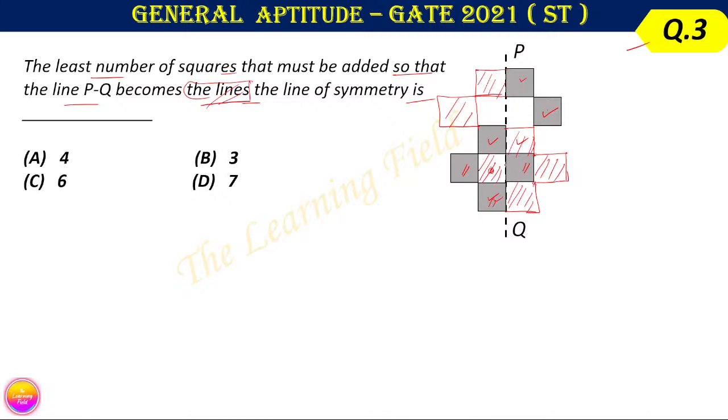So this is symmetric with this square, okay. So how many squares do we need? 1 2 3 4 5 and 6, okay. So we need a minimum of 6 squares so that this is a symmetric picture of the given image. The given picture is incomplete. We have to add the number of squares so that the complete picture is symmetric with respect to this PQ axis, okay. Therefore the answer is option number C.